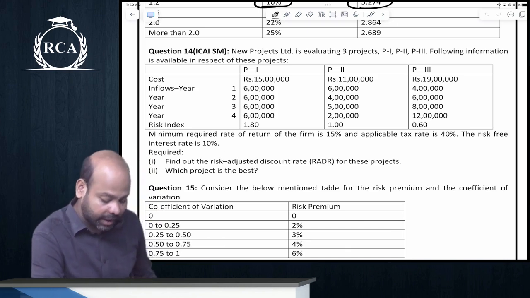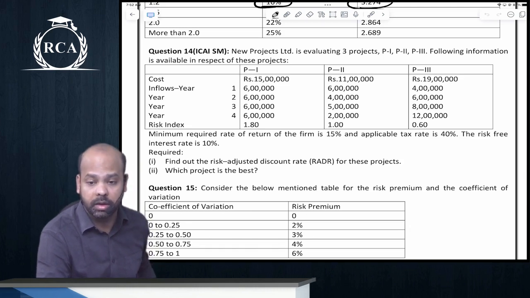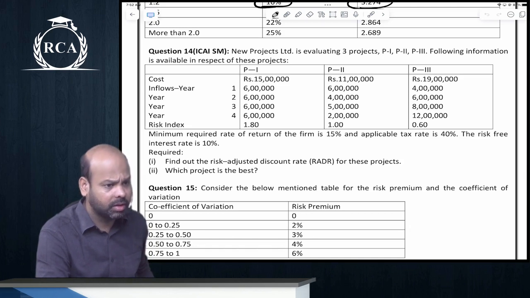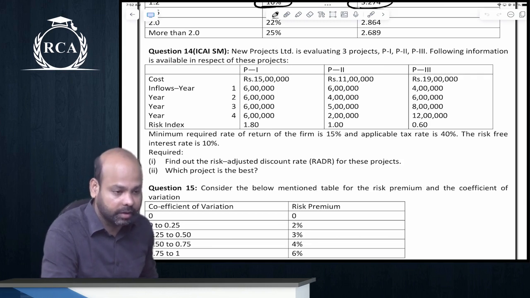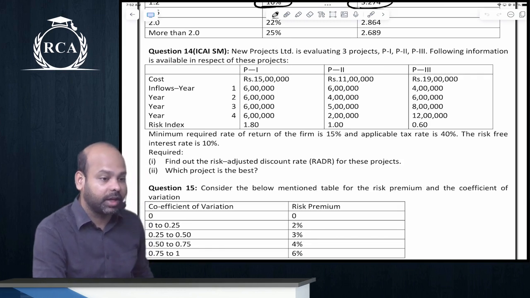Why did they give us the tax rate, guys? Why is the tax rate given? Here, the cash flows are before tax, so you'll deduct tax. Incorrect, guys. Tax rate is useless. Where is it given? He only mentioned inflows, guys. He never said inflows before taxes.